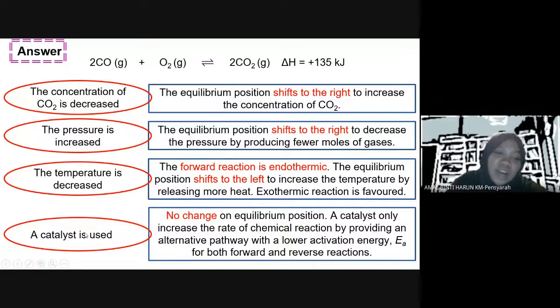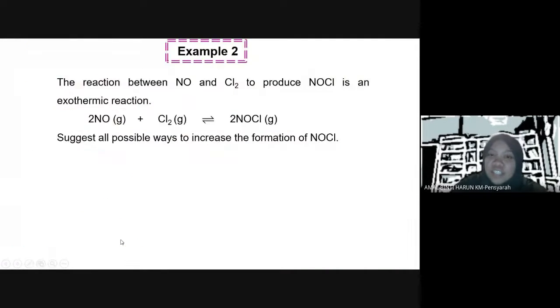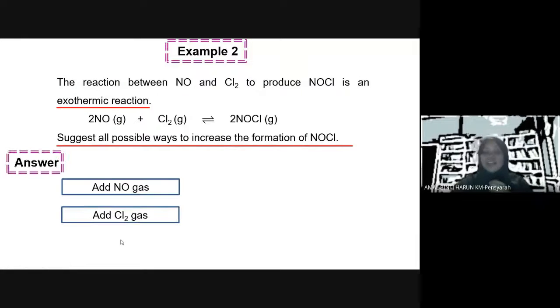Okay, lepas tu a catalyst is used. So addition of catalyst does not change equilibrium. Okay. So itu saja untuk Le Chatelier pada malam ini.